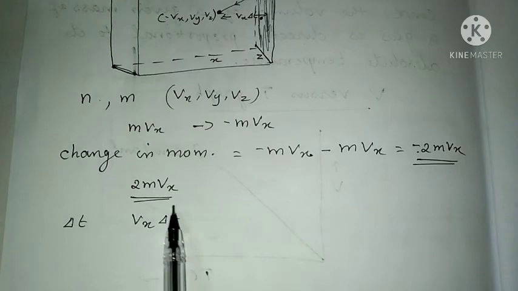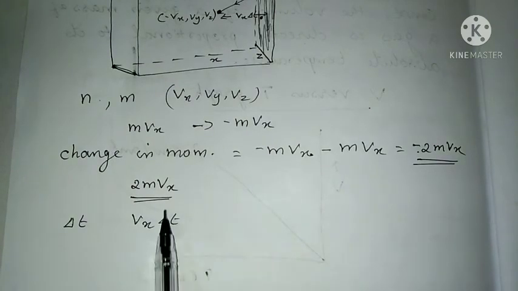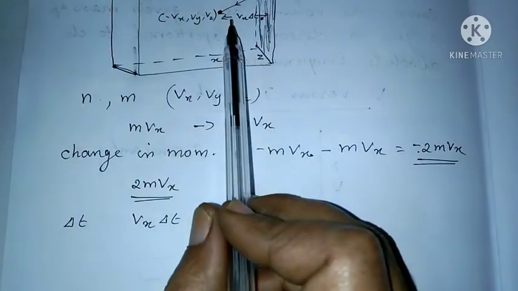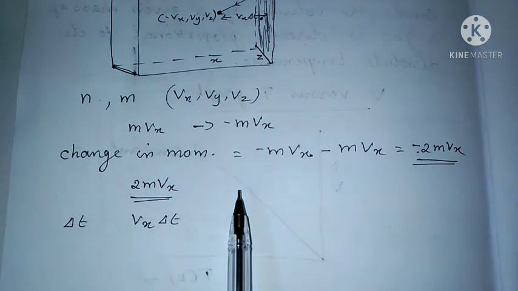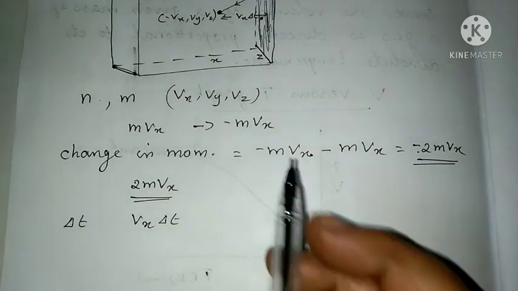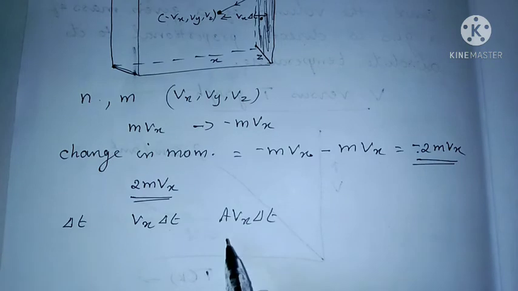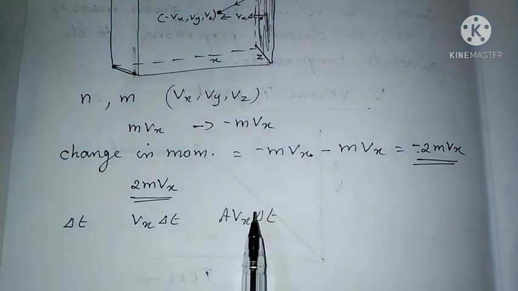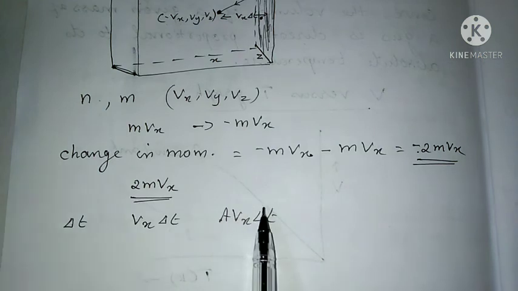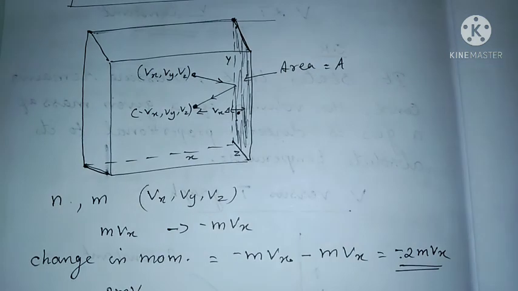All the molecules situated within this distance or less than this distance will hit the wall. Therefore, we can say that the molecules present in the volume A Vx delta t, that is, area into distance, which is the volume, will hit the wall in the shaded portion.